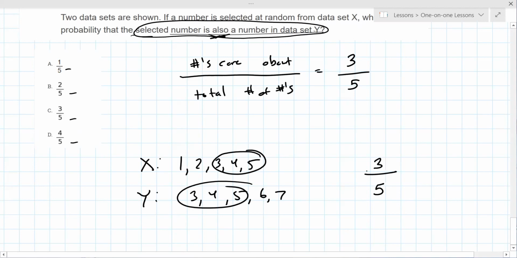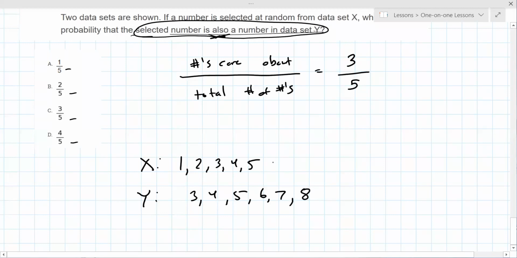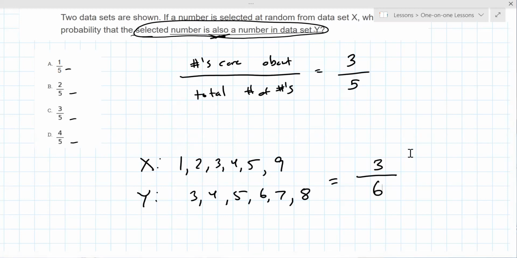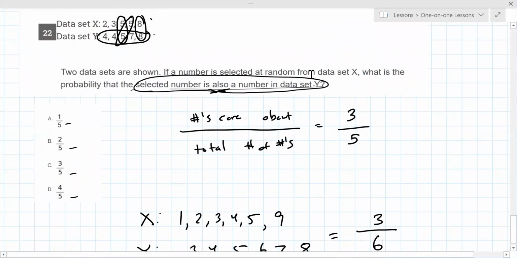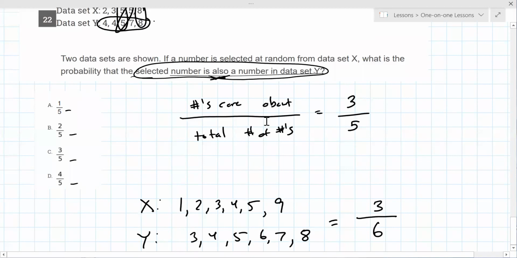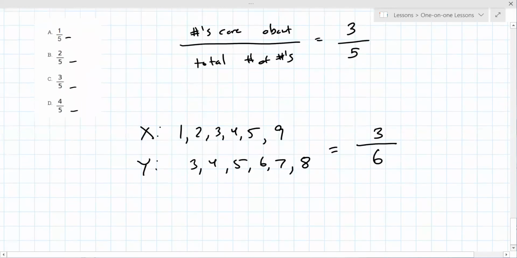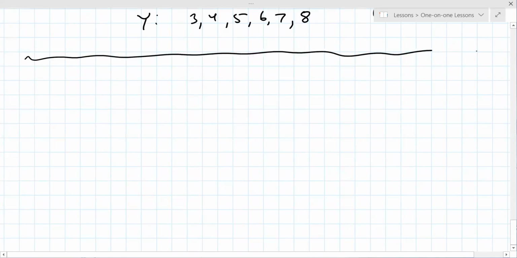Now let me undo some of this because I want to work with this data set. Let's say this becomes 8, and let me add in a number here like 9. How many numbers overlap? It's still just 3. But how many total numbers are there in Y? 6. You go by the number in Y, because that's the way it's written. It says, what is the probability that the number is also in data set Y? That's your pool of numbers. Again, this one's written really poorly. I don't think I would have understood what it was asking for at first glance.